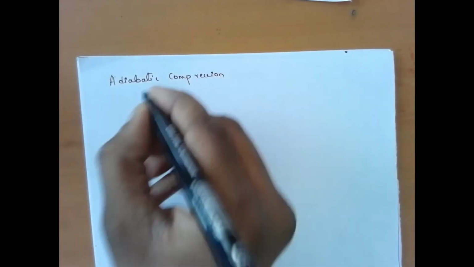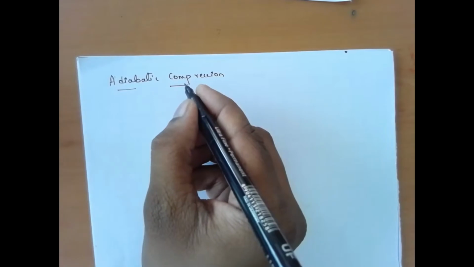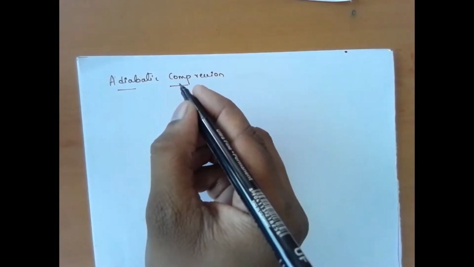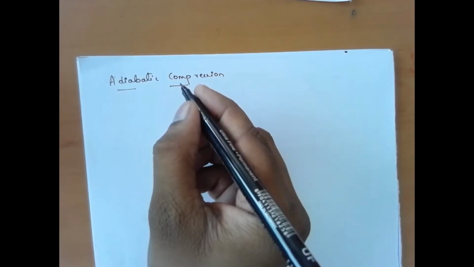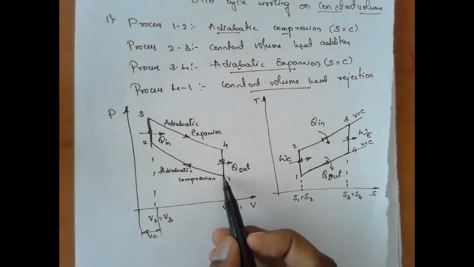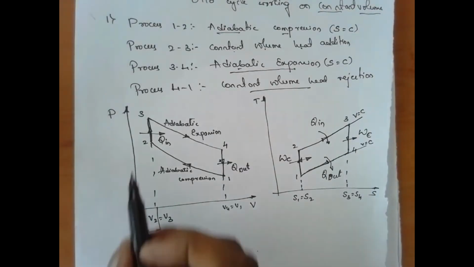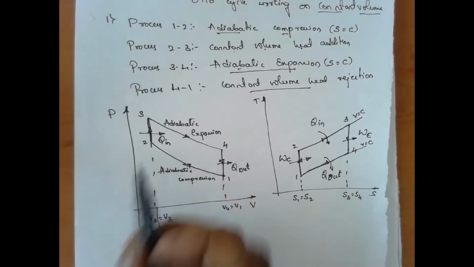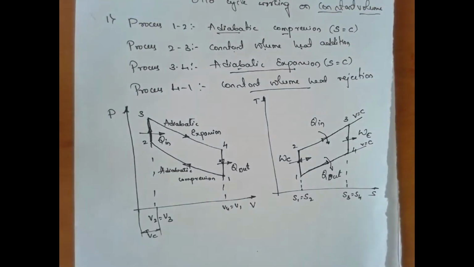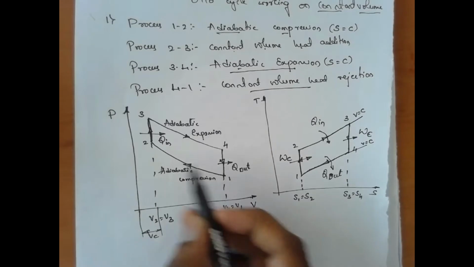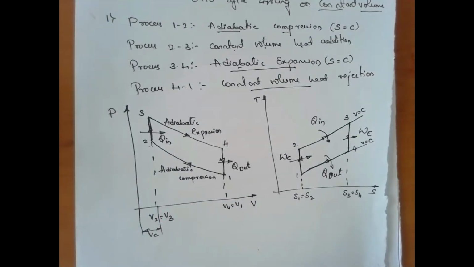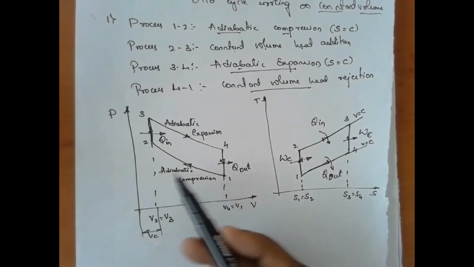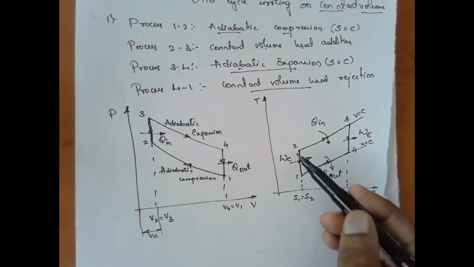So adiabatic compression, so 1 to 2. During this process, the insulating cap is brought in contact with the cylinder head. The piston moves from bottom dead center to top dead center, compressing the volume from V1 to V2, so therefore the temperature rises from 1 to 2.